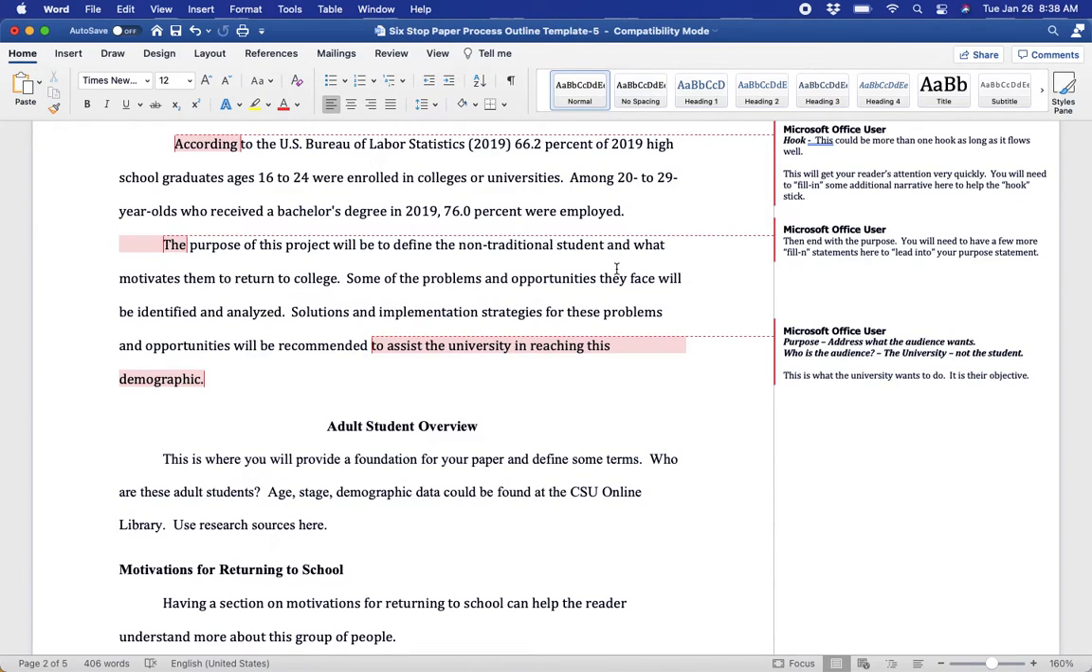I just thought it would be helpful to see how a hook and a purpose statement can work together. Again, you'll need some additional fill-in data here. But don't forget, the introduction is just another tool to help a potential reader, or a client in this case, follow your information.